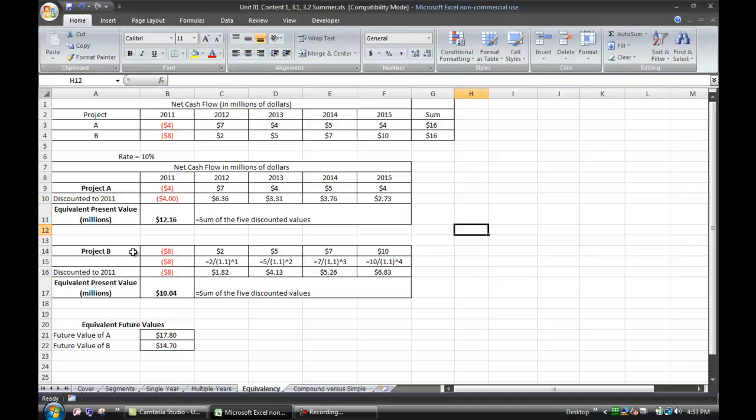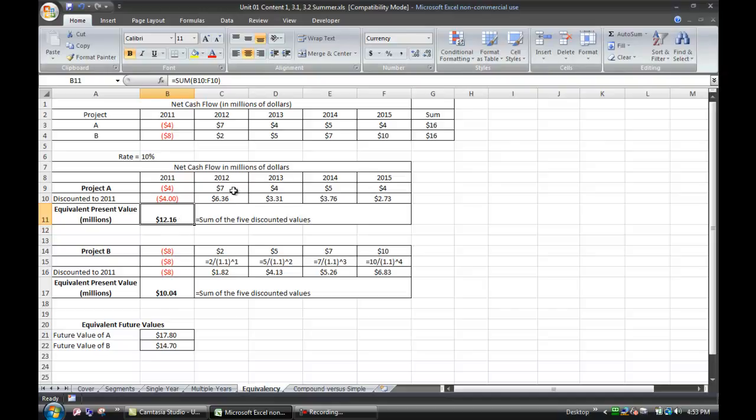We can do the same thing with Project B. Discount each one. These show the numbers here, using numbers instead of addresses. We sum those as 10.04. So when you look at this equivalent value, it's less than this one, so Project A is probably the project that we would choose if we were choosing between these two. It has a higher value. It's worth more.